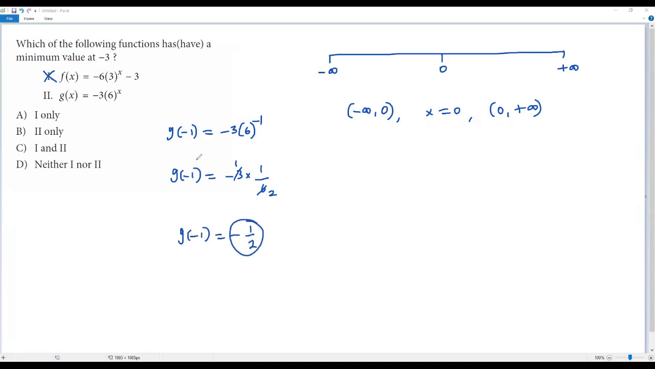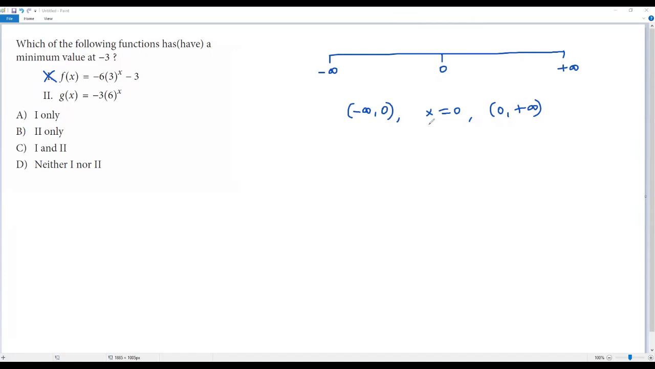Actually, this value is greater than -3. So when I take a random value in the first part of the domain, I am getting a value for g of x which is greater than -3. So not only for -1, if I take any other value in the first part of the domain, the value I am getting for g of x will be greater than this -3. So in the first part of the domain, this -3 is the minimum value for the function g of x. And the same thing we have to do for the other parts of the domain.